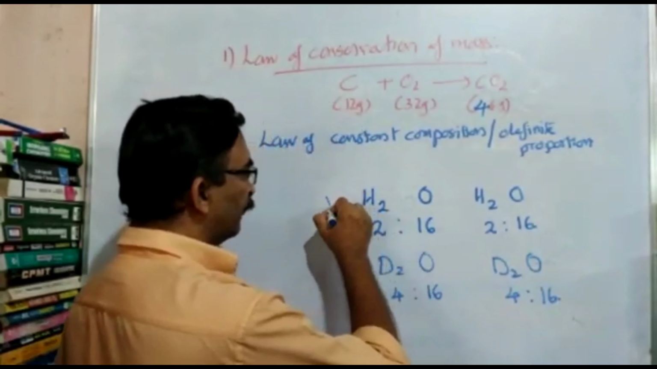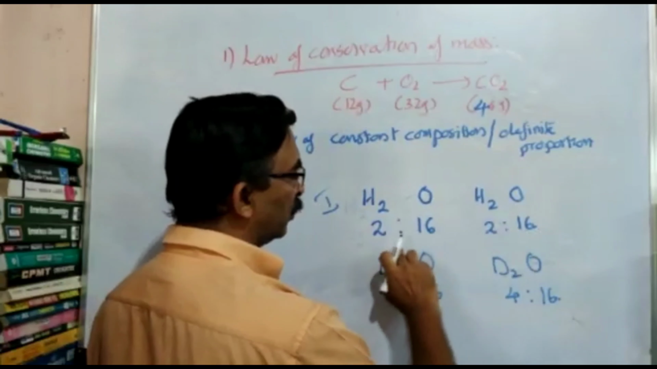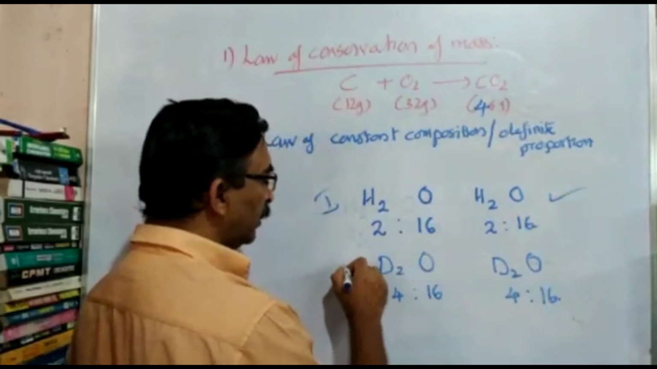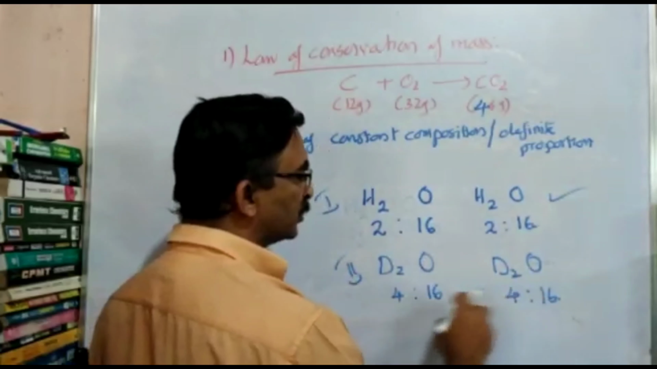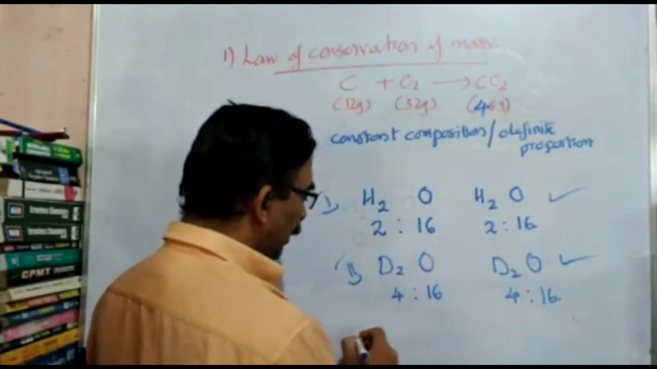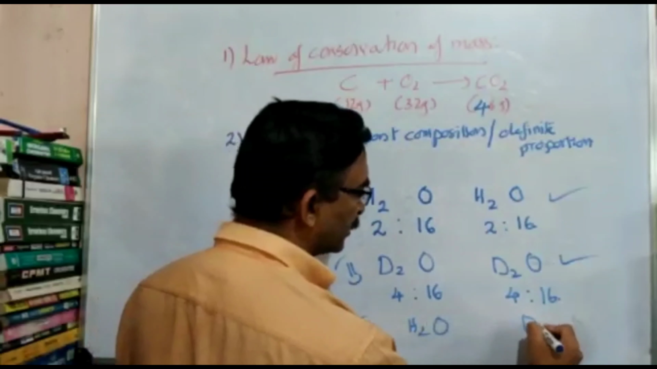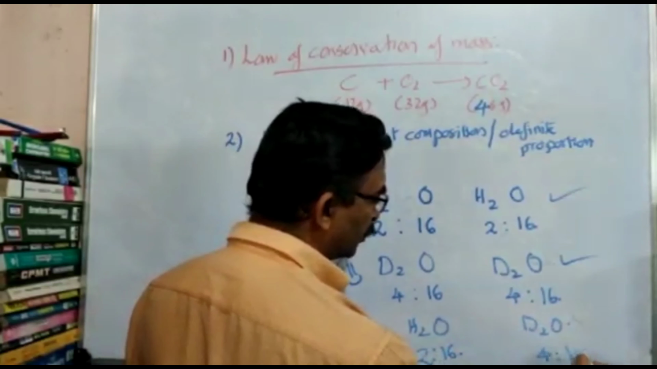So in the first experiment, the two ratios were the same. So the law is valid. In the second experiment, the two ratios are the same. The law is valid. But if instead you take one sample of H2O and another sample of D2O, in this the ratio will be 2:16 and here the ratio will be 4:16.